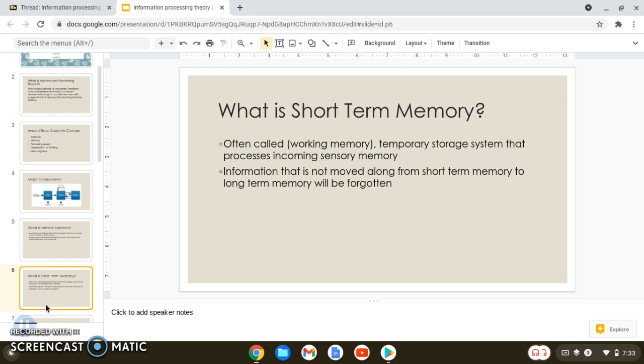What is short-term memory? It's often called working memory, a temporary storage system that processes incoming sensory memory. Information that is not moved along from short-term memory to long-term memory will be forgotten.